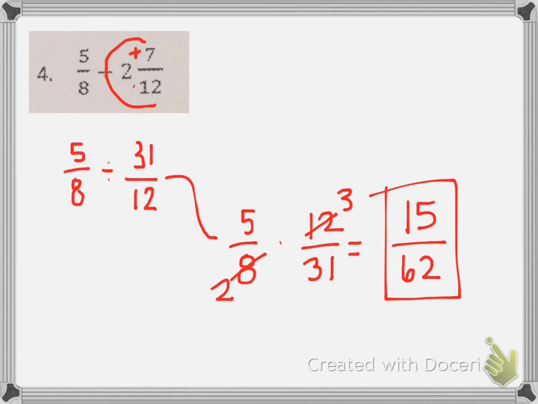Okay, that's the algorithm. That's changing a mixed number into an improper fraction using the algorithm so you can divide with fractions. Hope that helps.